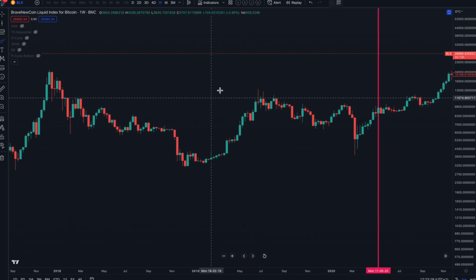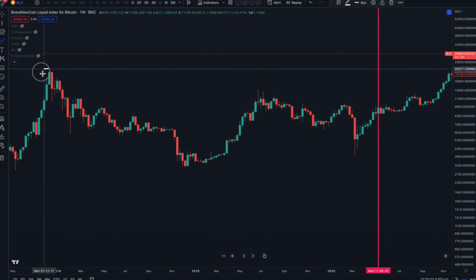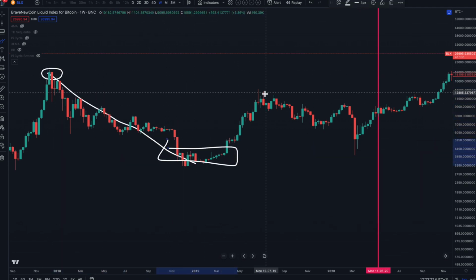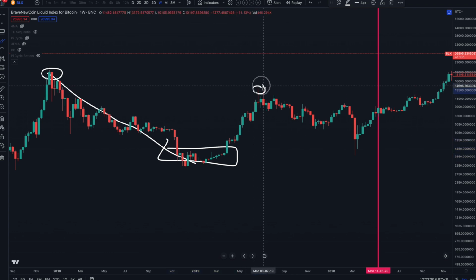And if we move on to the last halving that we got in May 2020, we'd peaked out at 2017, bear market down here, bottomed out, and then we had this one very big peak at 14,000.